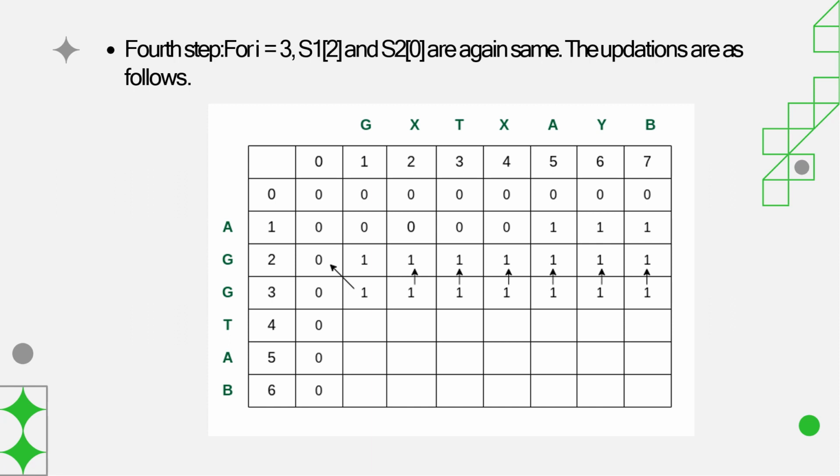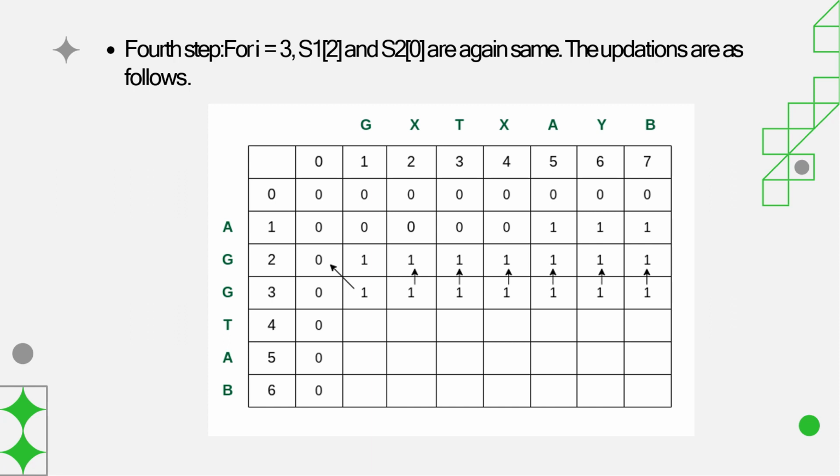So again, the same. From GG it matched, so we took diagonally plus 1. So it will be 1. From GX it is not matched. If both row and column have the same number, we prefer having columns as the first preference. We can see in the third row, every value we took from the column, not from the row.